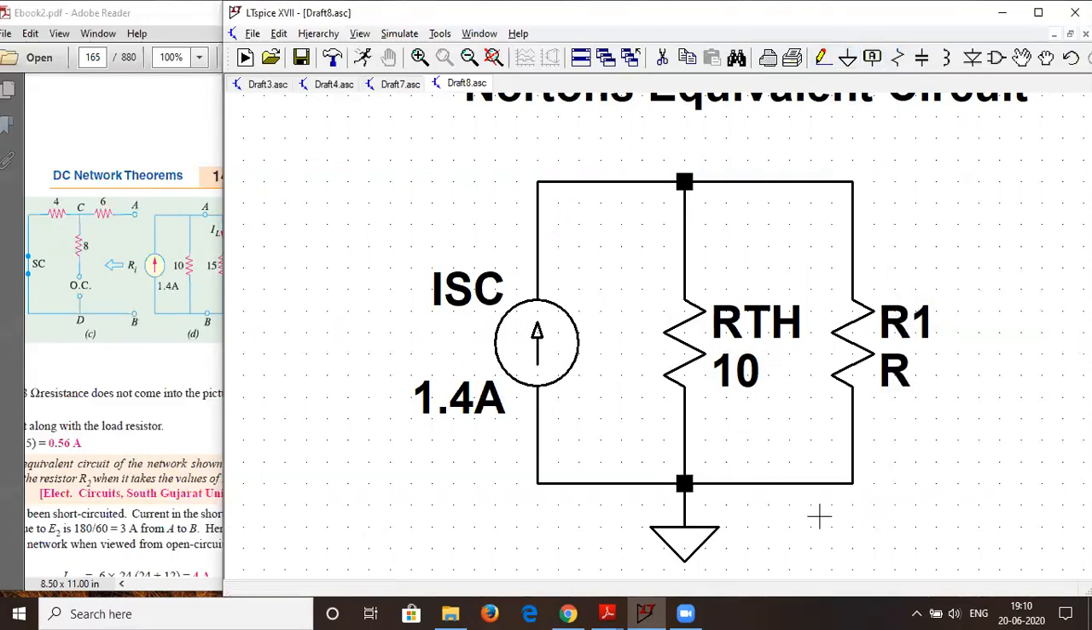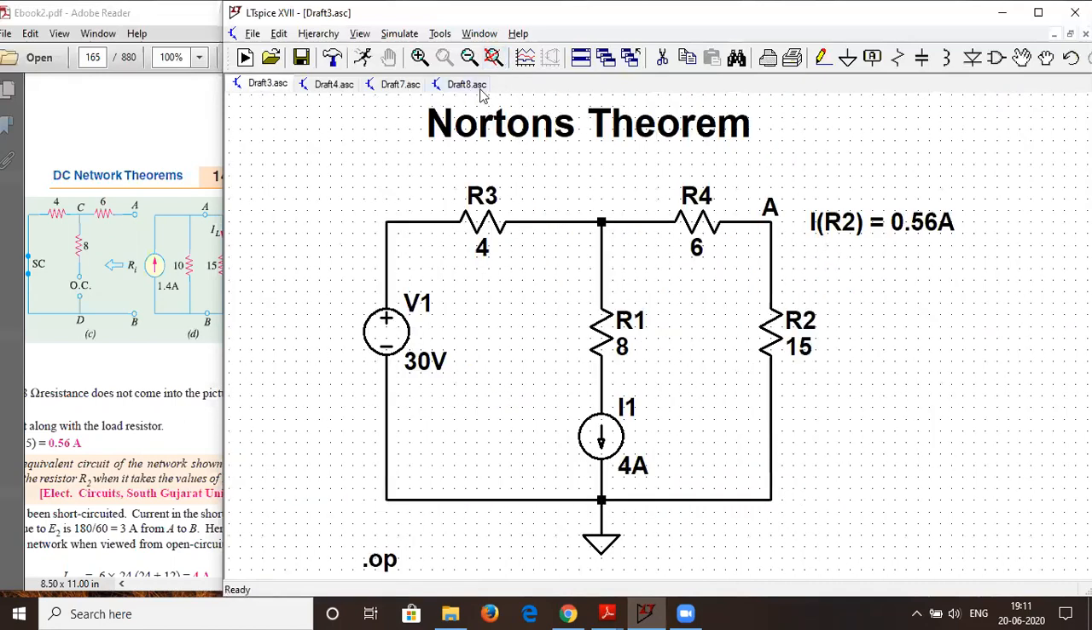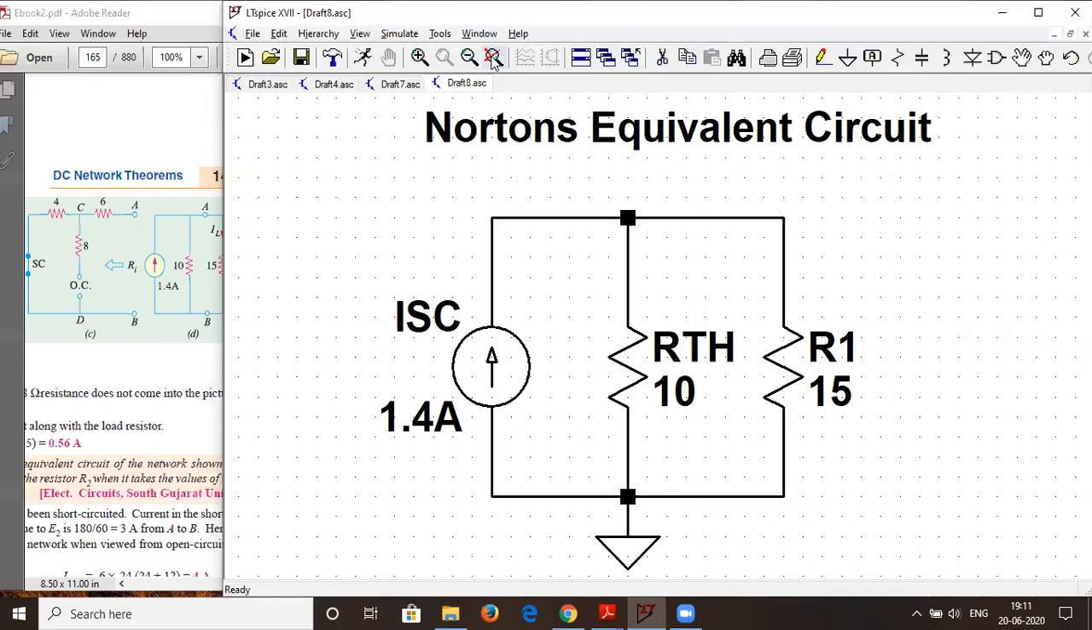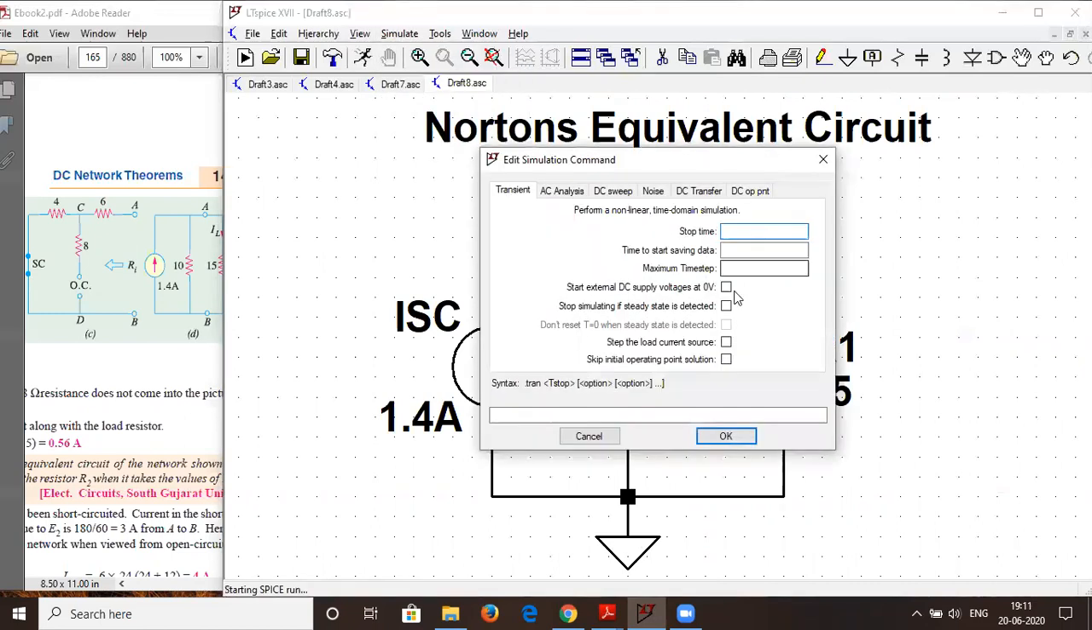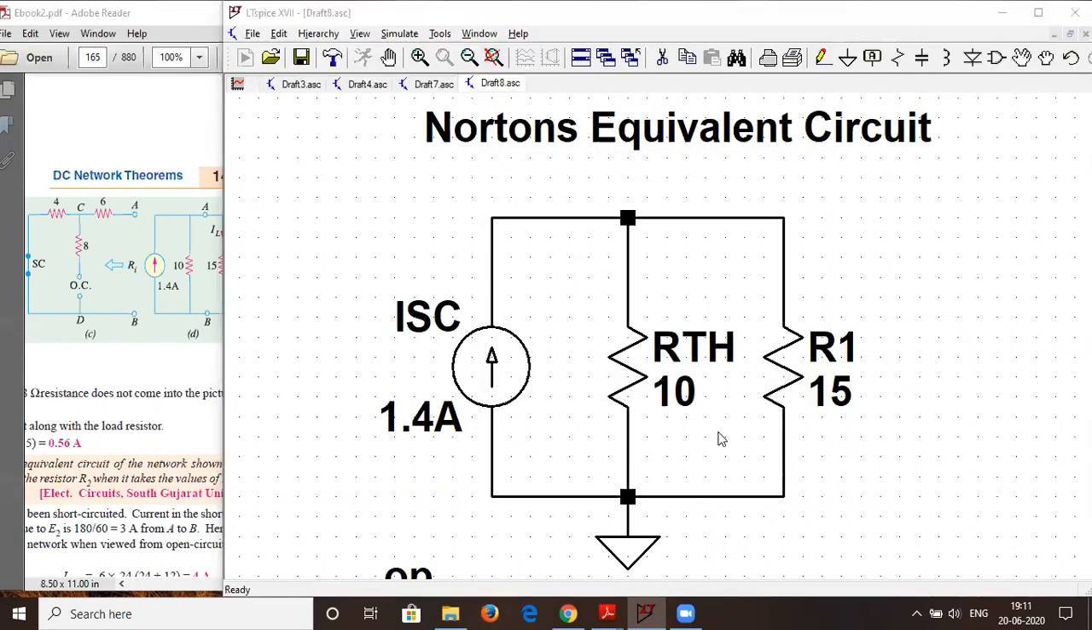Ground should be present compulsorily. And here I will put the value of RL back over here. This was the 15 ohm resistance, so I am putting the 15 ohm resistance back over here. So kindly follow this similar procedure for calculating Norton's equivalent circuit. So now I have to find the current flowing through this 15 ohm resistor. So I'll go to simulate. I'll click on run. I'll go to DC operating point and click on OK.